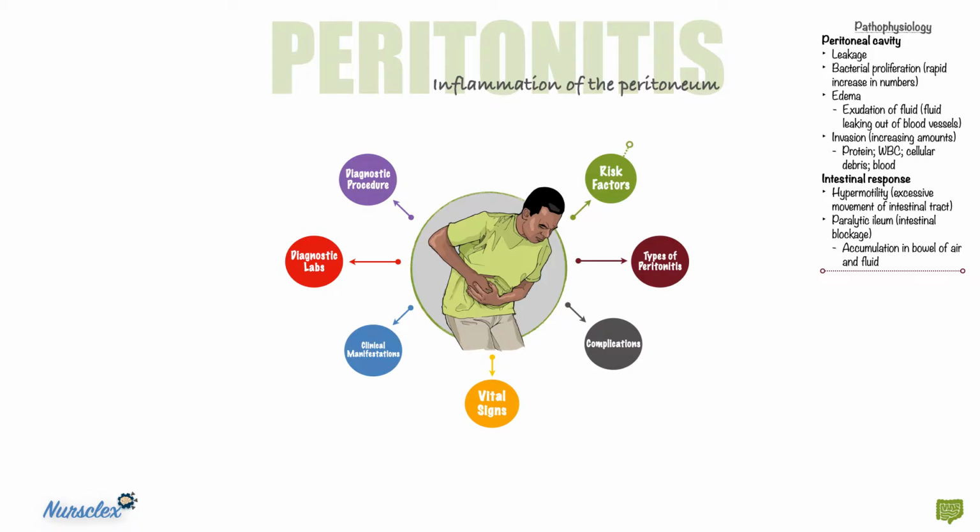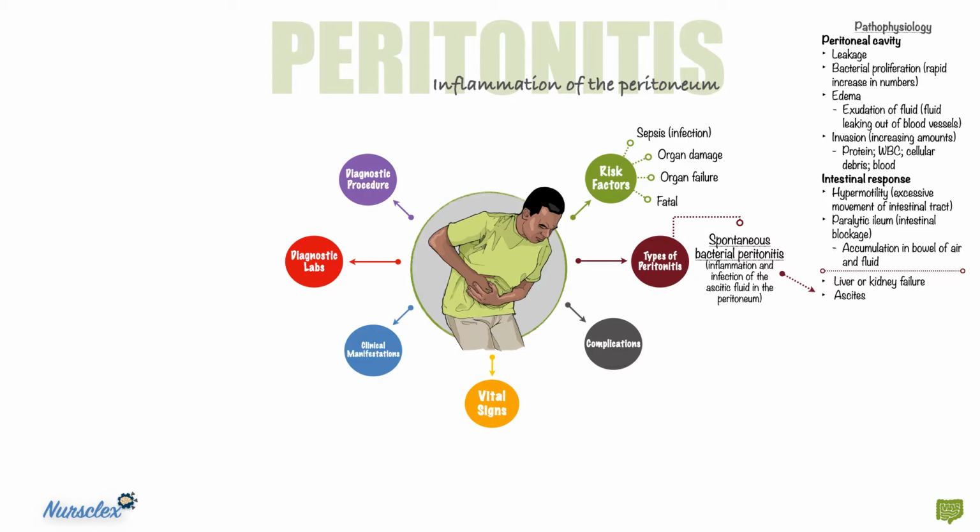Let's look at risk factors. Main risk factor is sepsis, a life-threatening complication of an infection. This can cause a cascade of changes that lead to organ damage, then leading to organ failure, and sometimes it can be fatal. There are two types of peritonitis. The first is spontaneous bacterial peritonitis, which is inflammation and infection of the acidic fluid in the peritoneum, caused by liver failure or kidney failure, which causes ascites in the abdomen. The next one is secondary peritonitis, which is caused by a ruptured organ in the abdomen.